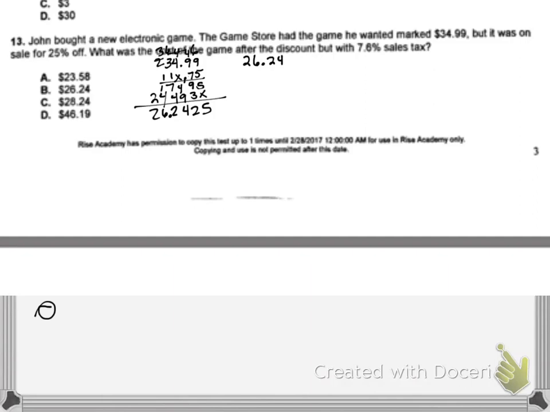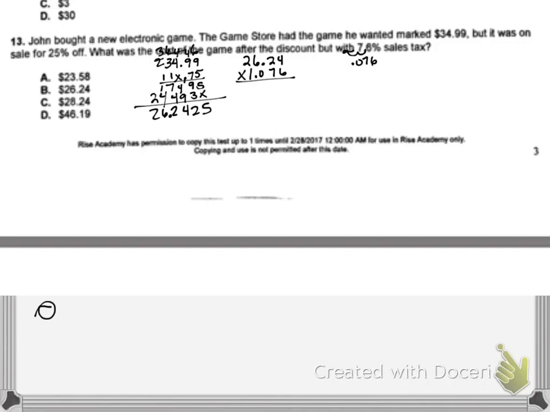Alright, so now there's going to be a tax of 7.6%. So let's take that to a decimal, 2 times to the right. Now it's an increase. So when I increase, what I have to do is multiply it by 1.076. So that's what I'm going to do, times 1.076. Now remember, when you multiply, decimals do not have to be lined up.